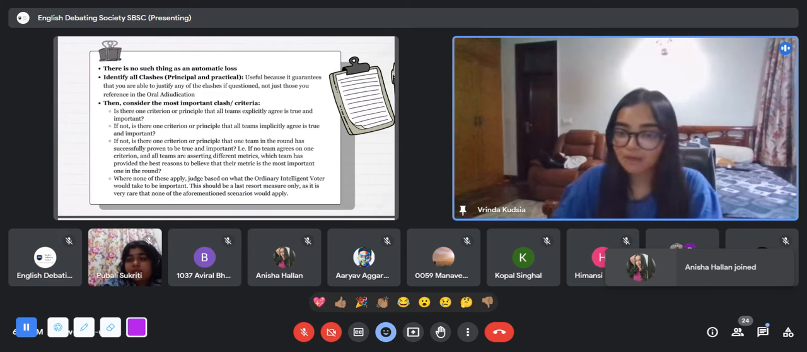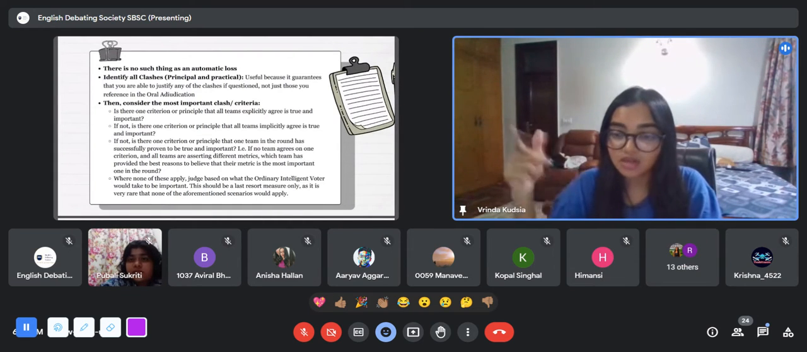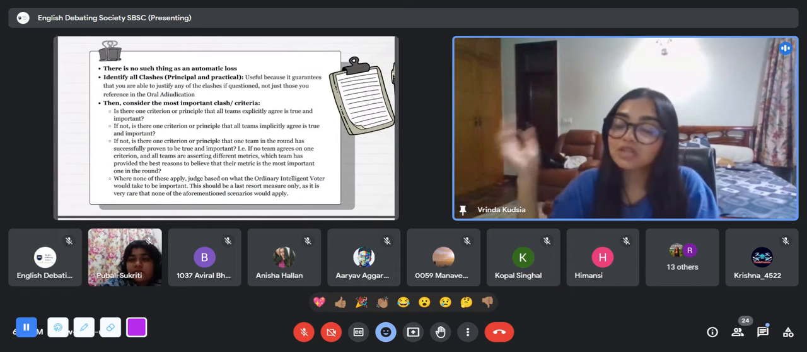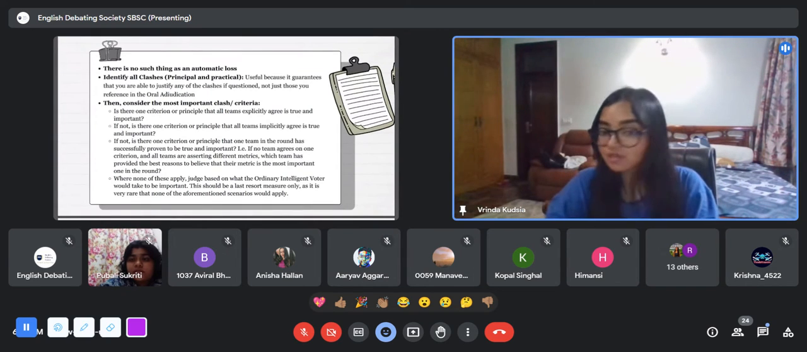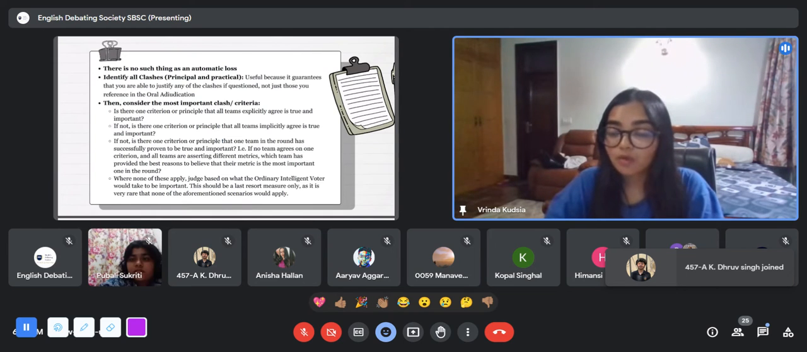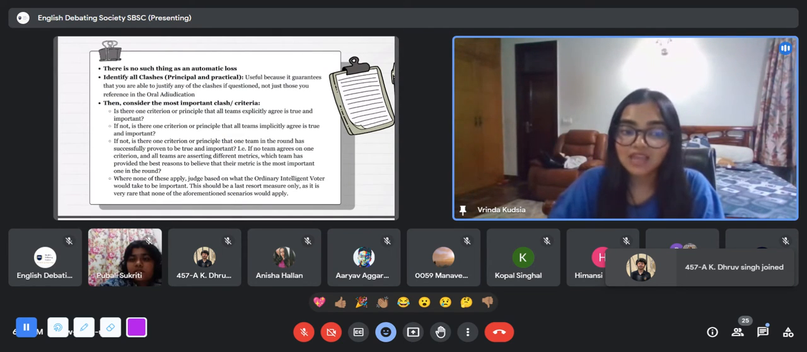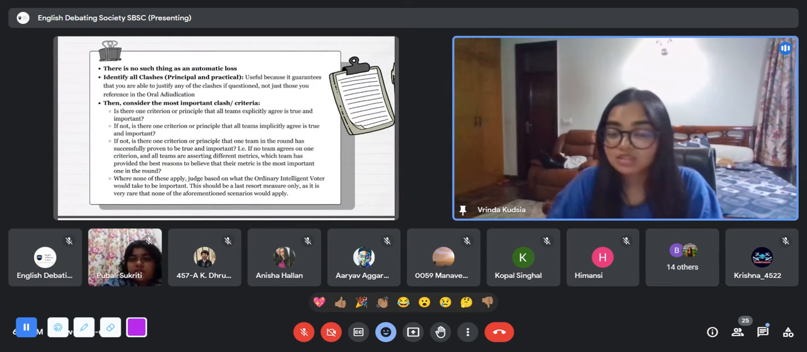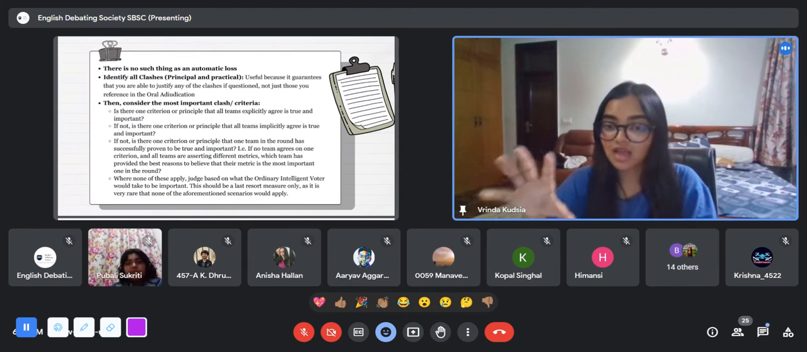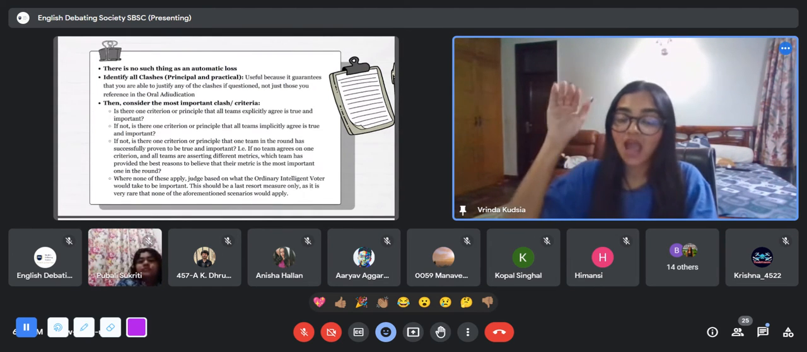Lastly, if none of this happens, i.e., first, there's no explicit agreement, then you go to the second step where there is also no implicit agreement for criteria. Third, no team has explained why one criteria should be prioritized over the other. At that point in time, if none of these apply, judges judge based on what an ordinary intelligent voter would take to be important, which Sehaj has already explained. This should be the last resort only, as it is very rare that none of the aforementioned scenarios would apply. Which basically means, what do you think is the most important as the judge? This criteria should be applied at the very end.